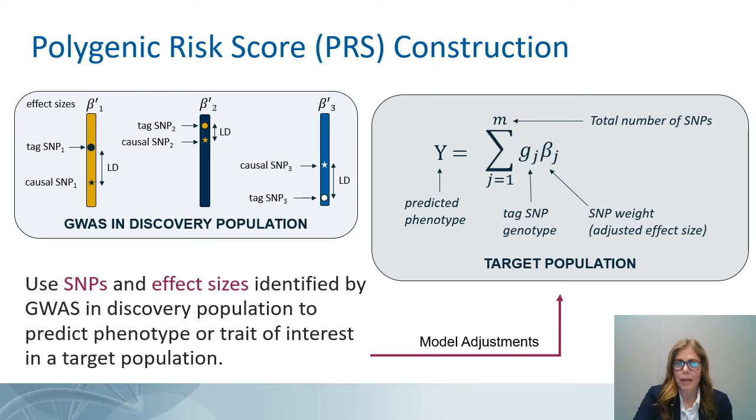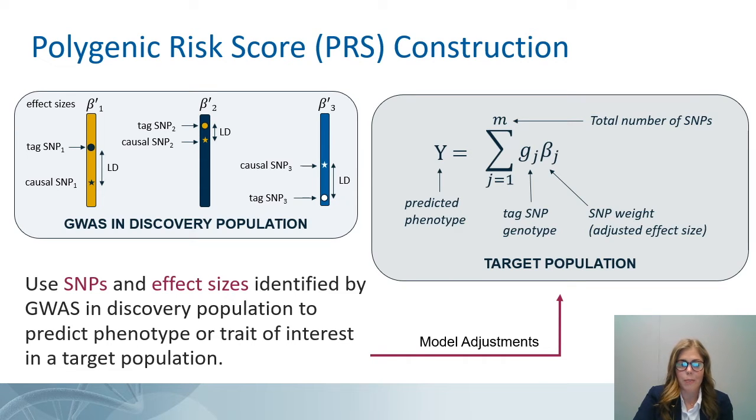And then these betas, or these weights that you're multiplying by each genotype, and then summing all of those genotype SNP weight products across an entire genome for an individual, come from a GWAS that was done in a discovery population.